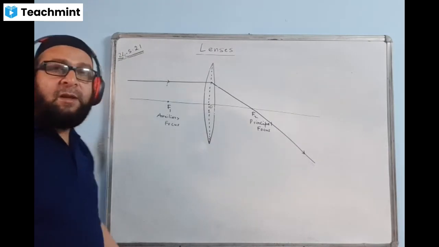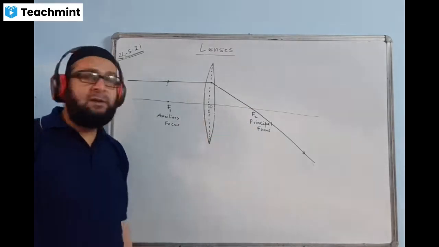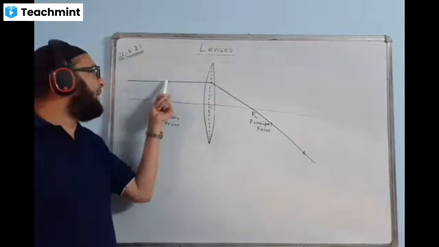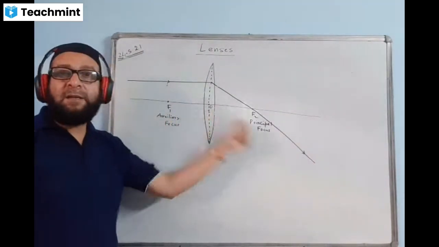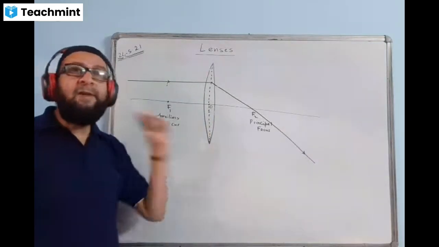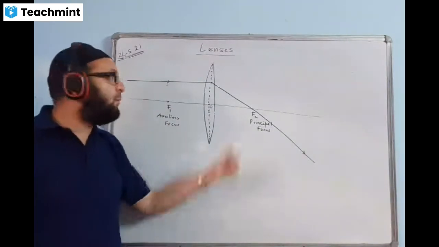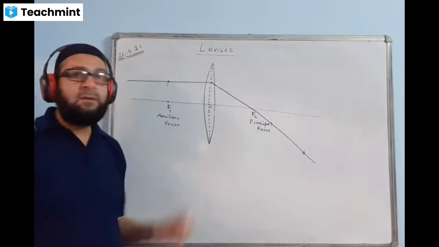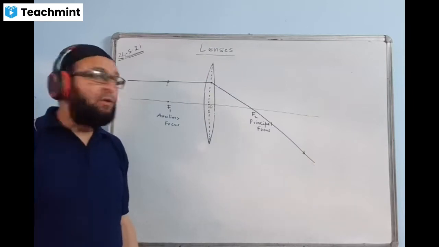So if we have to give the definition, we give it like this: it is the point on the principal axis of a convex lens through which an incident ray parallel to the principal axis passes after refraction from the lens. We keep this diagram in our mind. If the question comes in the exam, define the second focal point or the principal focus of a convex lens, we will define it according to this diagram.